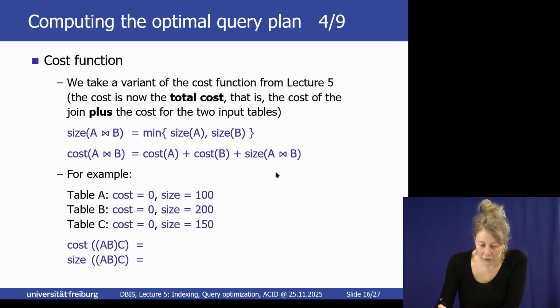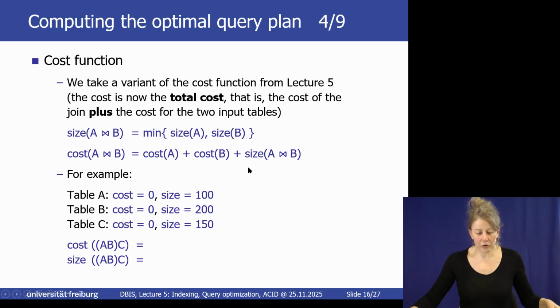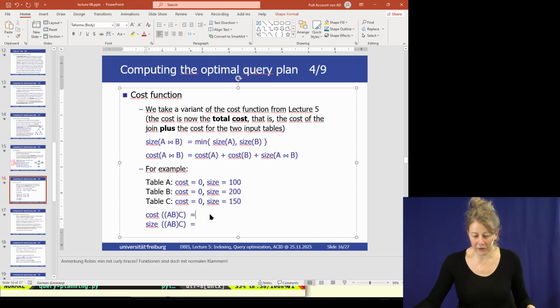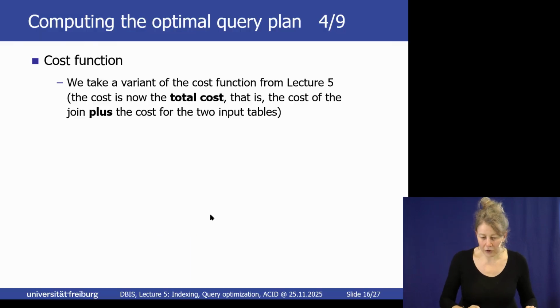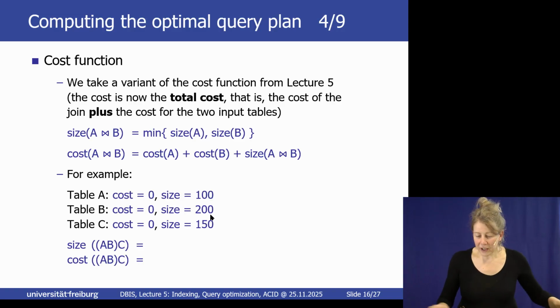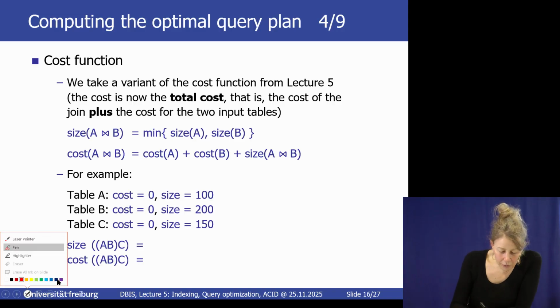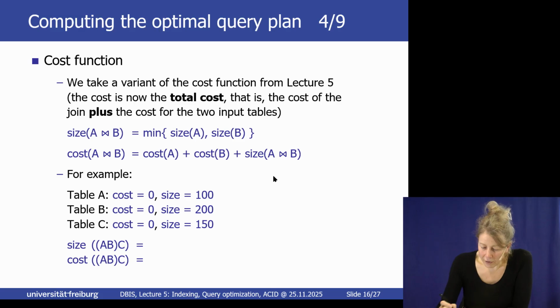So let's first do, actually it's always better to compute the size first, because to compute the cost you need the size. So let me just swap these two. And sorry for the editing, I keep it to a minimum, but in this case I think it's good. So let's start here by computing the join of A and B.